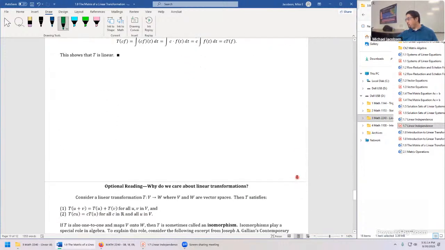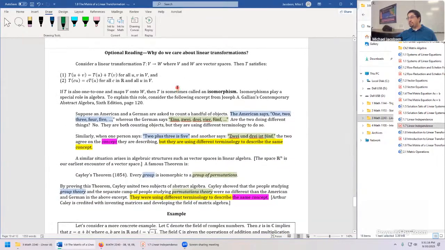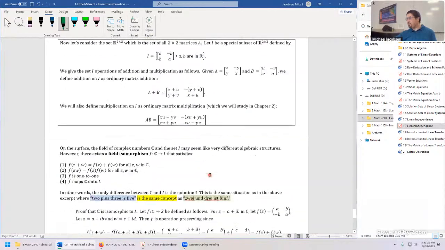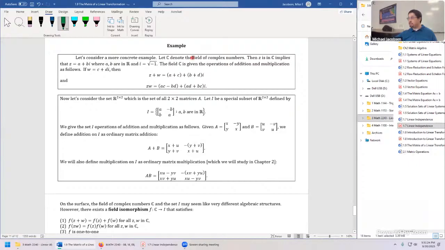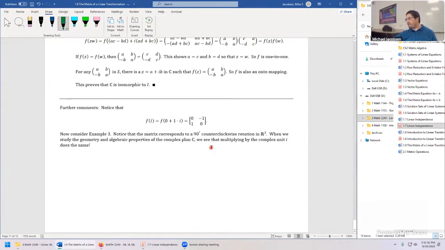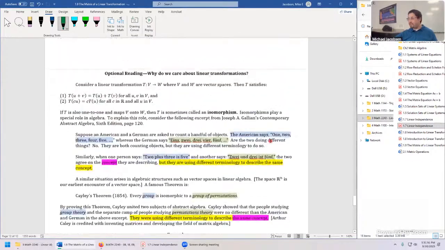If you're really interested in what's interesting about one-to-one and onto linear transformations, there's even more reading down here. We show that two spaces, the set of complex numbers and the set of these matrices, are equivalent algebraic structures through something called an isomorphism. And we even relate it back to this matrix here being a 90-degree rotation, being the same thing as the concept of multiplying by the complex number i is also a 90-degree rotation of your complex number in the complex plane. So wild and crazy connections, but this is only if you want to do that reading.